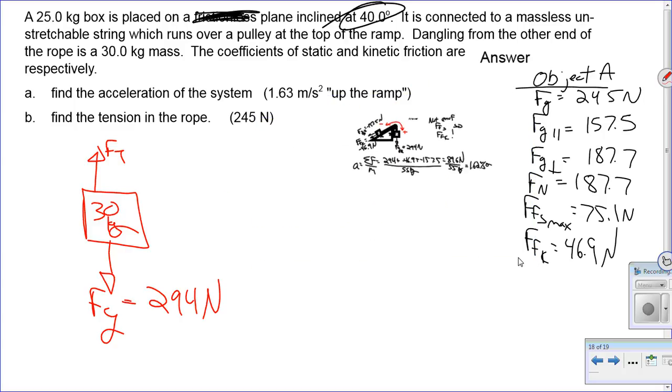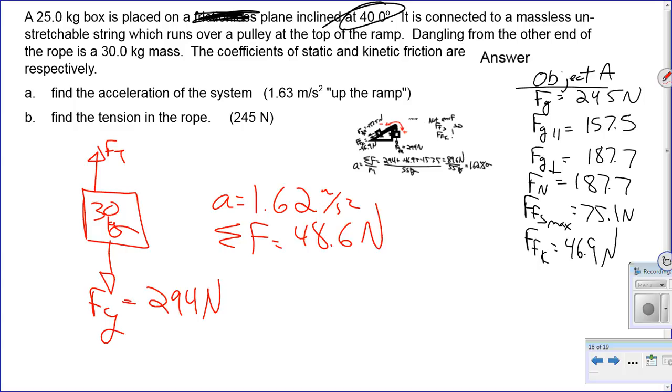All right, so I know my acceleration is 1.62 meters per second squared. So my net force is just going to be 30 times that, right? So that's going to give me 48 point something, 6 newtons, something like that.